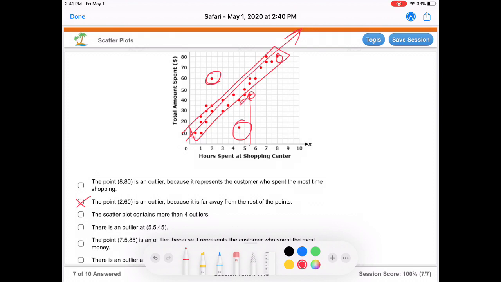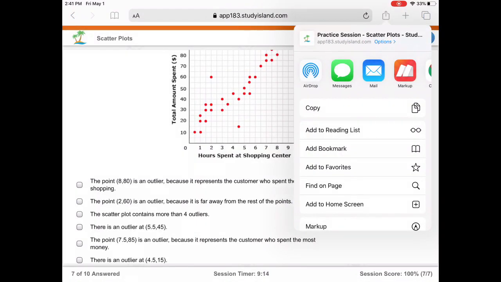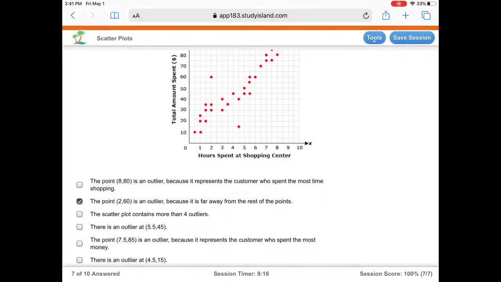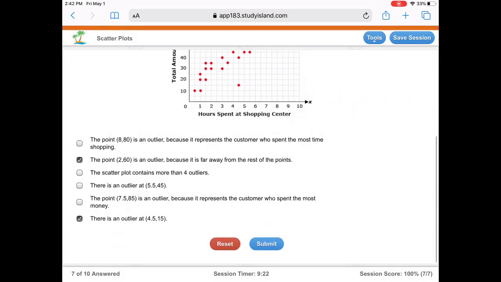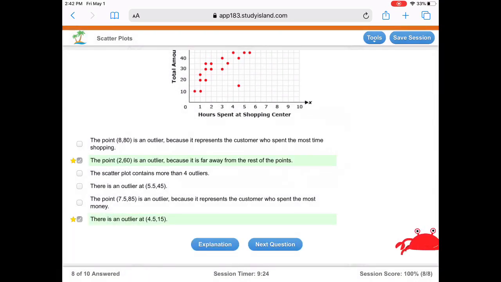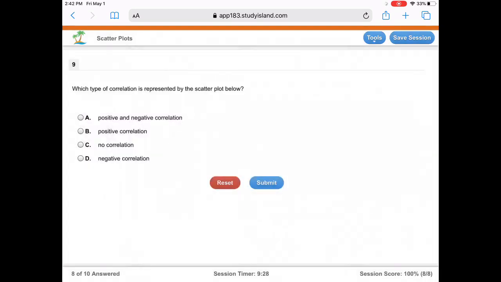The next one, the point 7.585. So 7.5 is right here, 85 is up here. That's consistent with the data, so that's not going to be it. And I can't see that other one, so let me go ahead and get rid of this. So we know the 0.260 is one of them. There's an outlier at 4.515. That's the other one that we identified. That one is correct. So there are 2 answers for this one. Keep in mind, little squares mean you can select more than one. Circles mean it's only one.